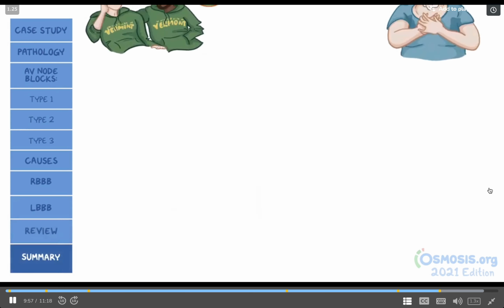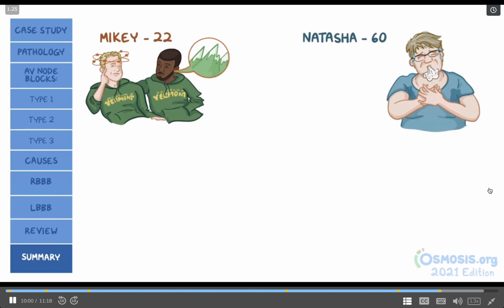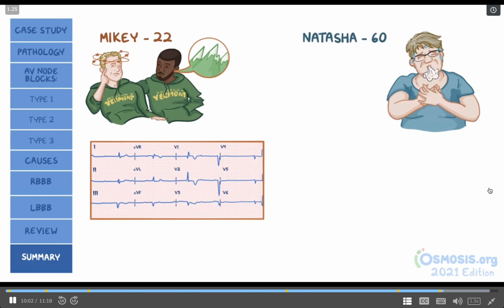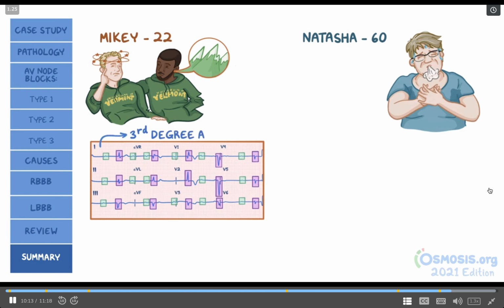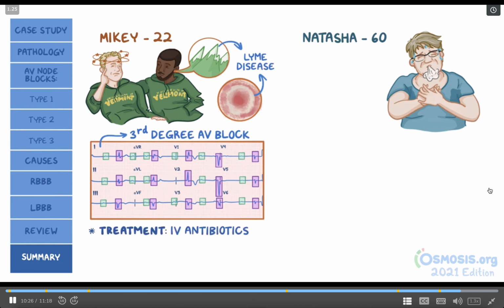All right, back to our cases. Mikey is presenting with syncope, so let's take a look at his ECG. We see that there is no relationship between the P waves and the QRS complexes. Each one is appearing at their own rate. This indicates a third-degree AV block. Considering he recently went on a hiking trip in Vermont and he's got a bullseye rash, it's likely that the cause of his AV block is Lyme disease. Mikey was treated with intravenous antibiotics and is now off planning his next hike.